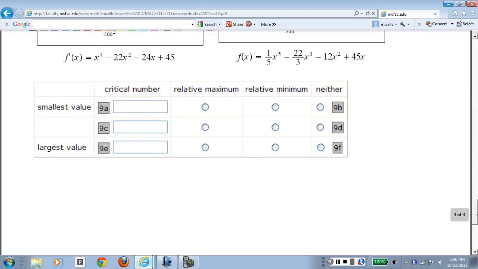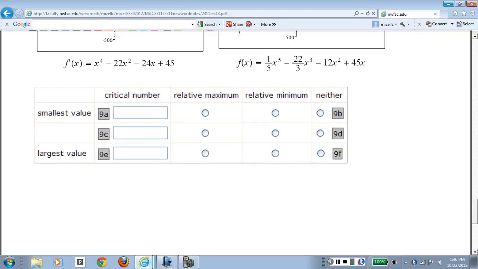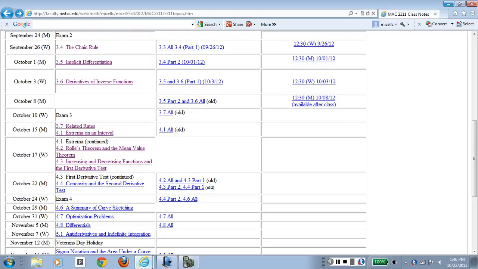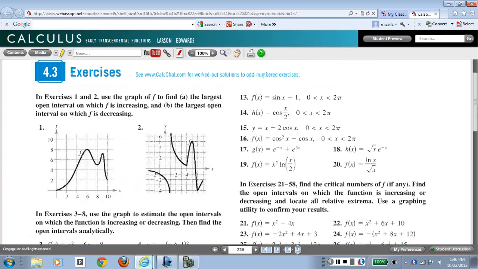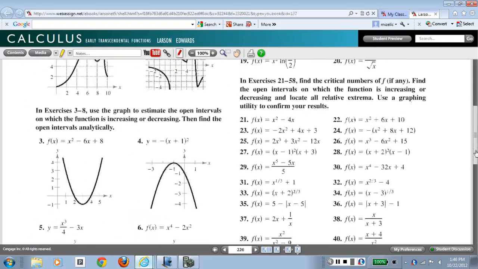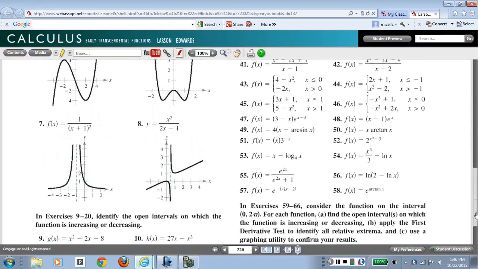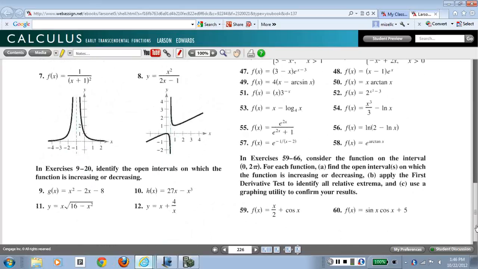And this was what used to be a WebAssign problem. Evidently students were struggling with it, so I put it in the notes. Let's look at the 4.3 exercises and see what would be some good additional ones to practice on in your preparation for the test. Section 4.3. Then we'll see if we can say a little bit about 4.4 before we go today.